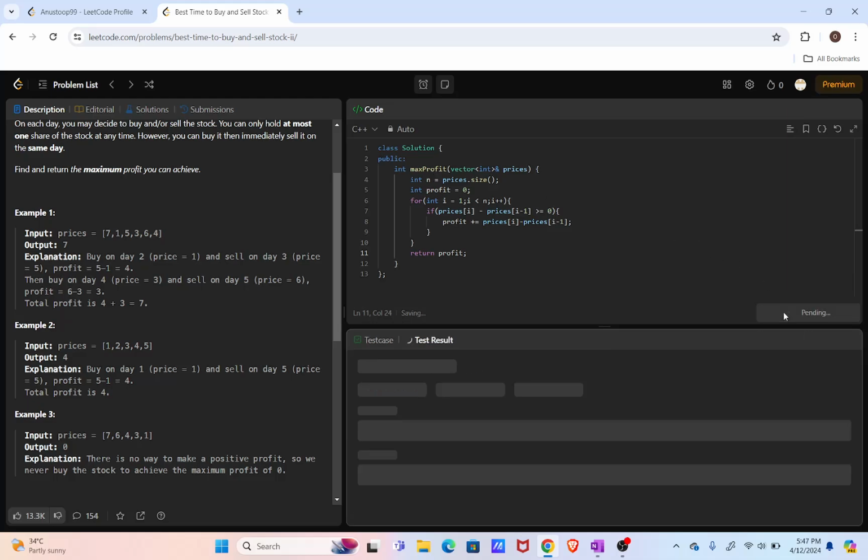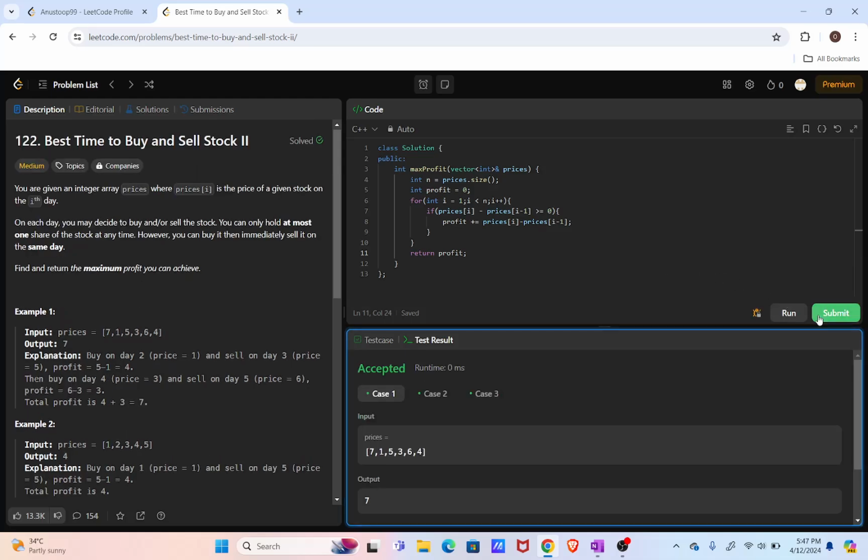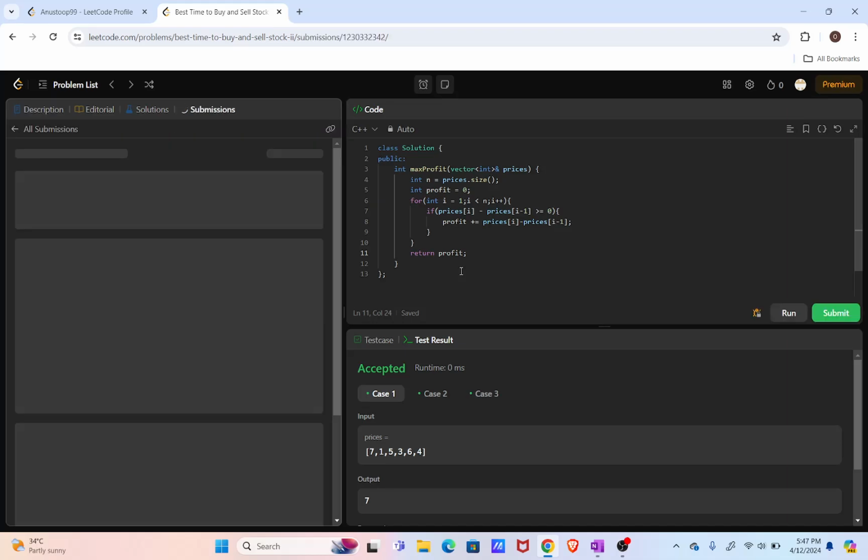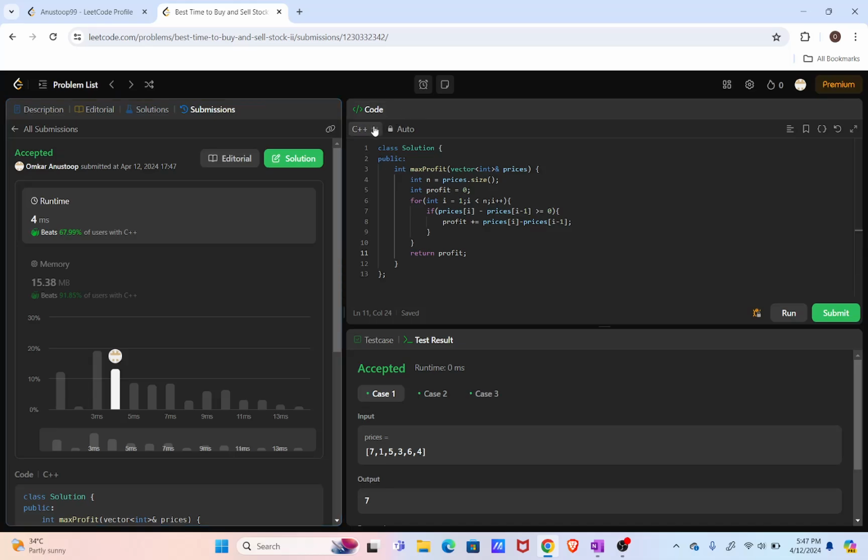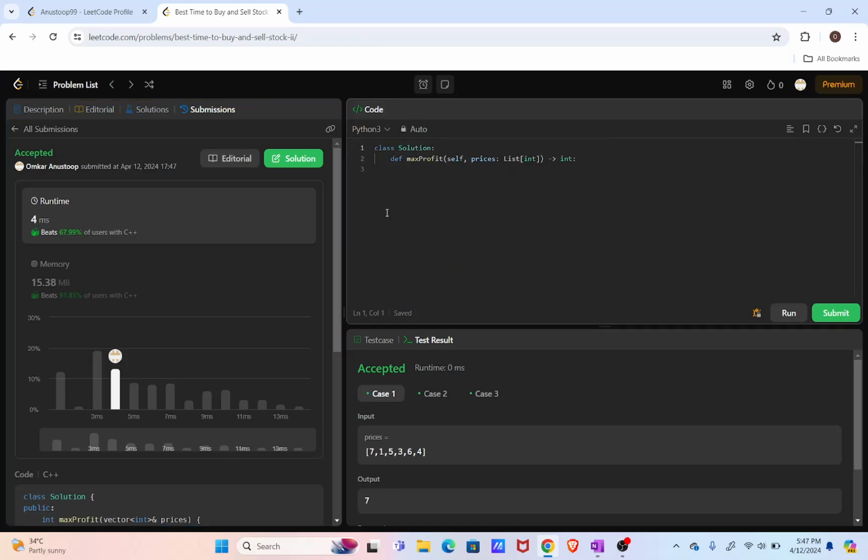This should work. Let's try to run. Okay, let's try to submit. Okay, accepted. Let's do the same thing in Python real quick.